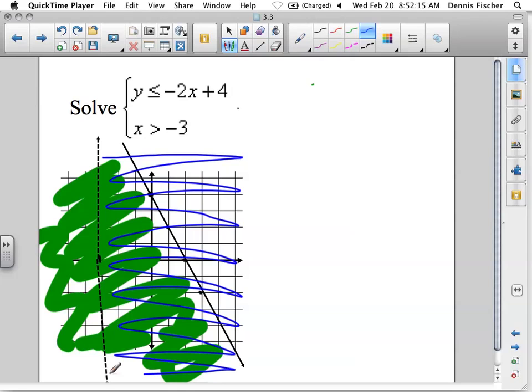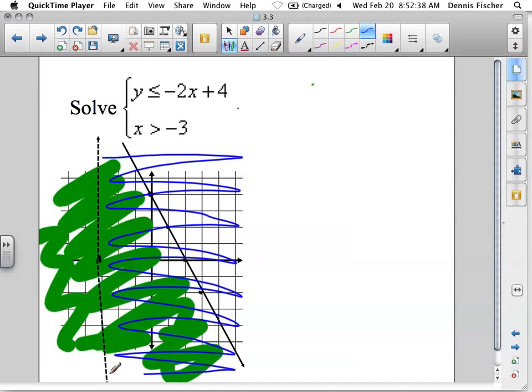So if I pick this point right here, let's say 0, negative 1. Negative 1 is less than 4. Is that true? 0 is greater than negative 3. It works, right? And I don't care what point I pick. I can pick 1, 1. 1 is less than 2. That's good. 1 is greater than negative 3.